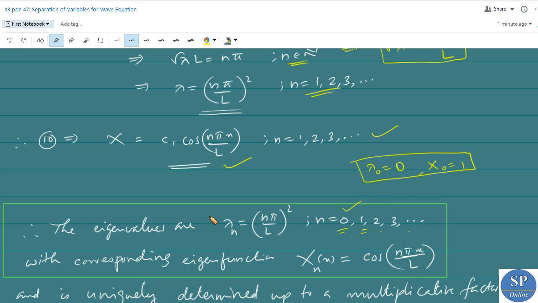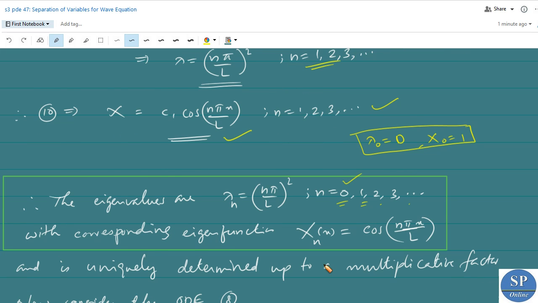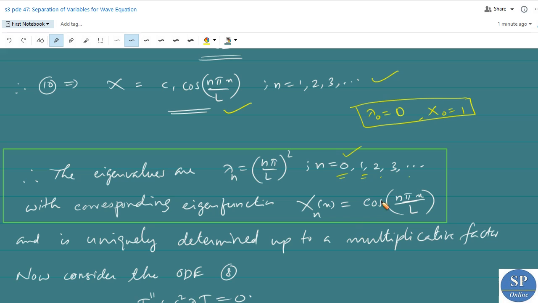So the eigenvalues of the problem are λn = (nπ/L)² for n = 0, 1, 2, 3, etc., with the corresponding eigenfunctions Xn(x) = cos(nπx/L), for n = 0, 1, 2, 3, etc. And this eigenfunction is uniquely determined up to a multiplicative factor, this C1.